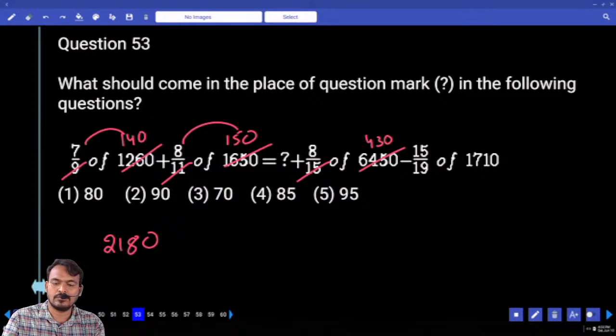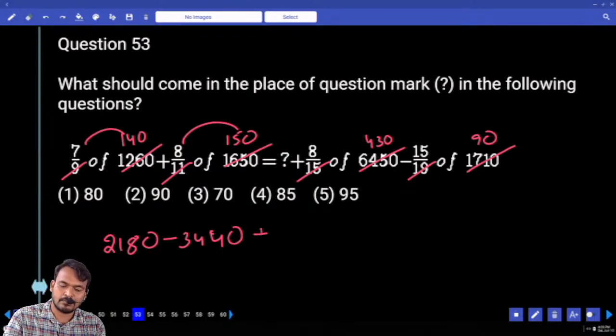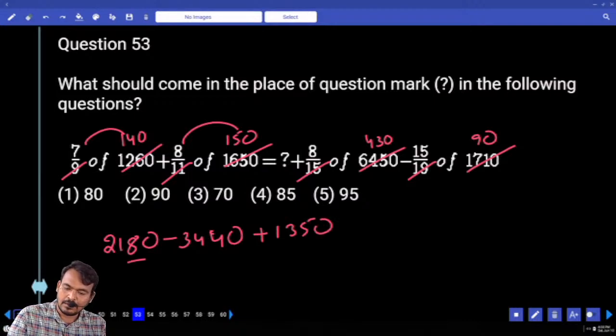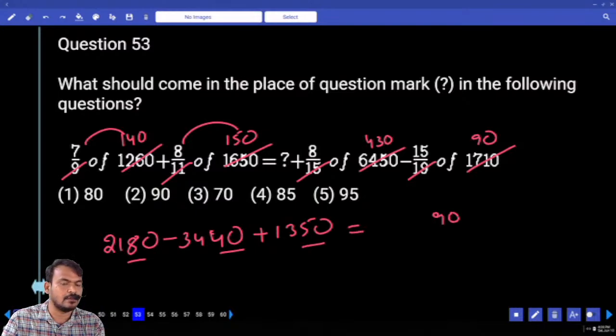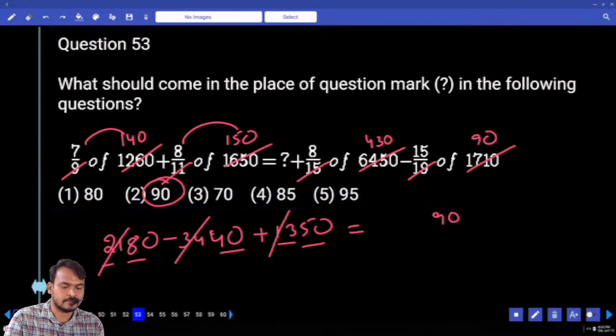430. 8 into 430, 3440. 19 how many times? 90 times. 15 into 90, 1350. Plus 80 minus 40, 40 plus 50, 90. 21 plus 13, 34. 34 cancel. What is the answer? 90.